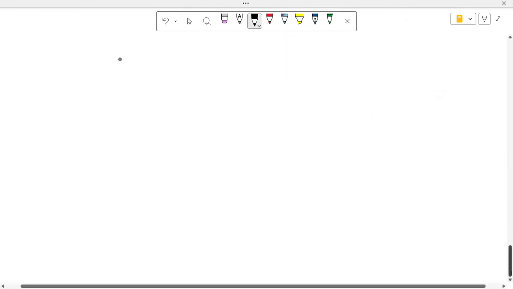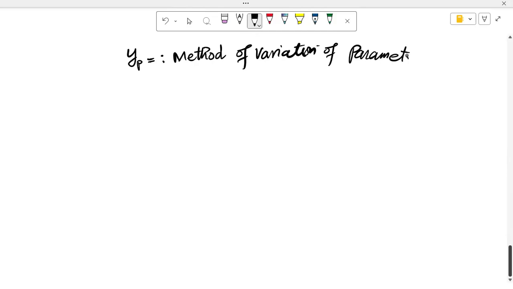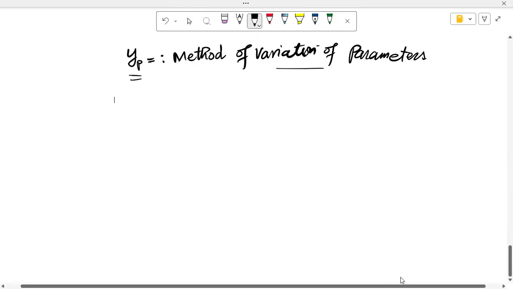And then for the particular integral, we can use the method of variation of parameters. So that's the recipe for solving Euler-Cauchy equations. So method of variation of parameters for y p development. So let's stop at this point.